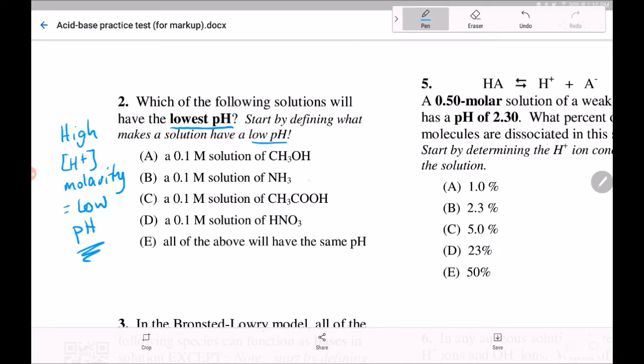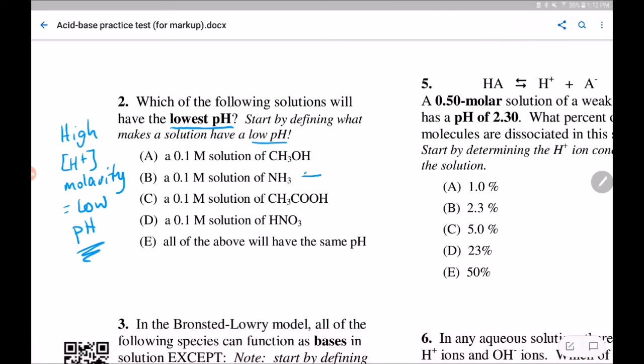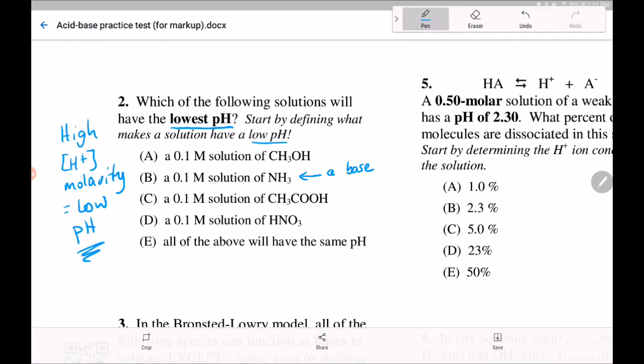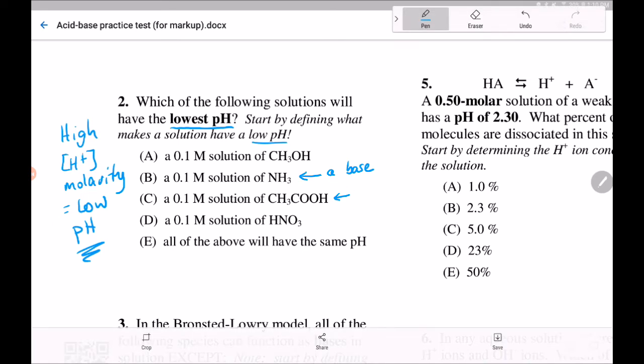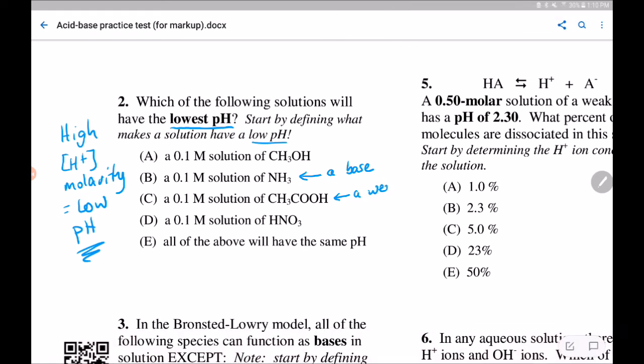Now we need to look and say, what are these molecules? I'll skip A for the time being. This one you should recognize as a base. NH3 is a base. It can accept a proton. This one, carboxylic acid, but it's a weak acid.